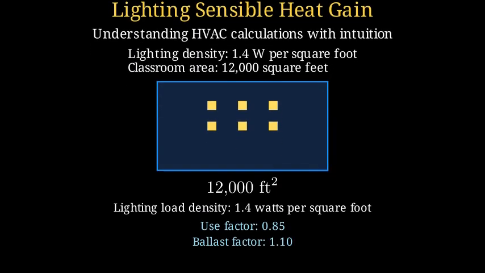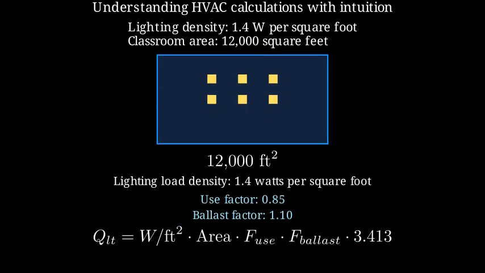We build our formula for lighting sensible heat gain. Q sub LT equals W per foot squared times area times use factor times ballast factor times 3.413. This constant converts watts to BTU per hour for the sensible heat portion. Let us plug in the numbers step by step.